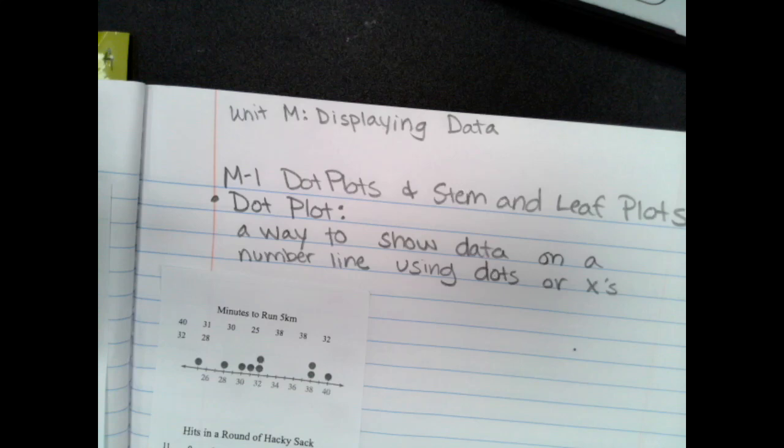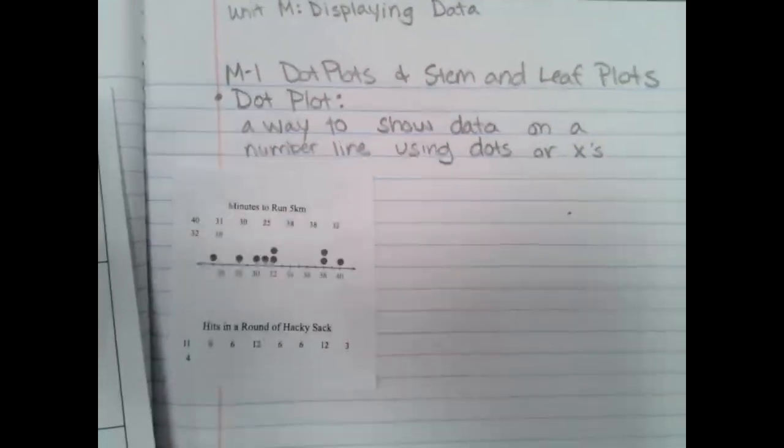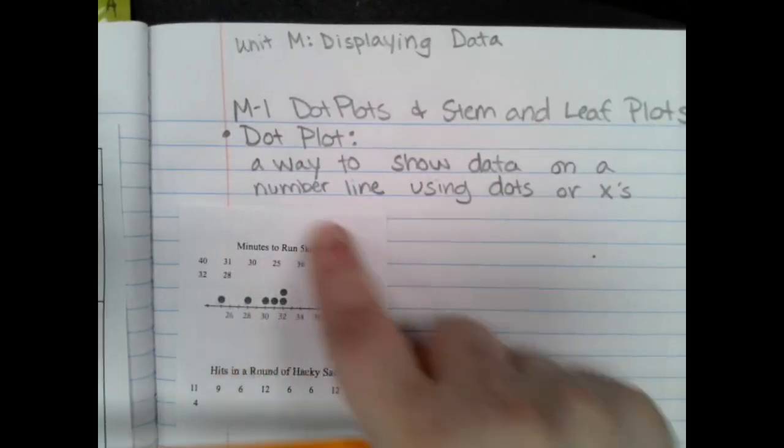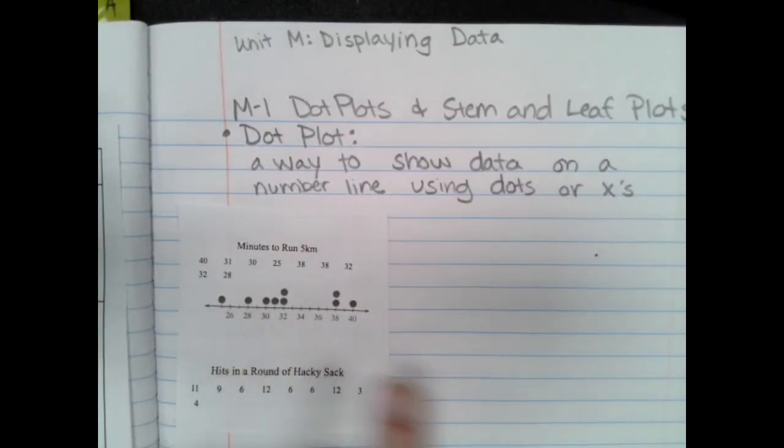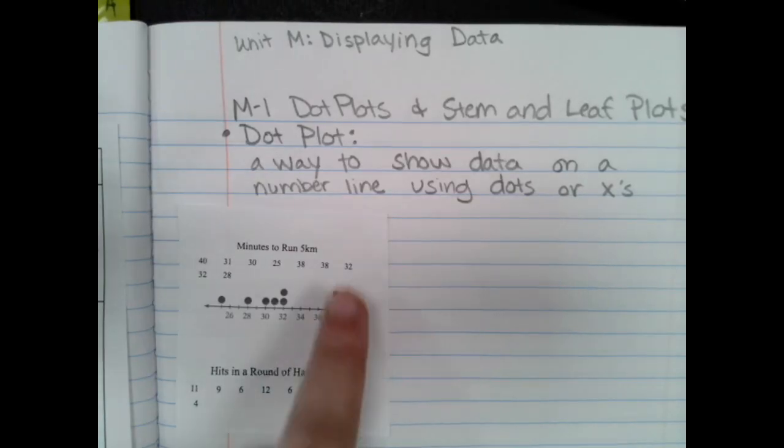All right, so on this first one, we're going to find some information about it. First thing is, what is this first dot plot describing? What do these numbers represent? Roy, what do these numbers represent?